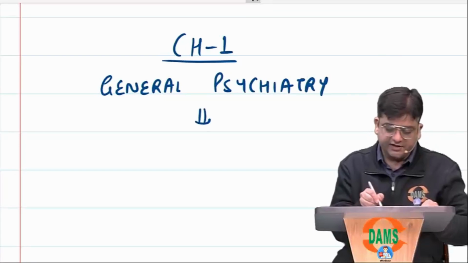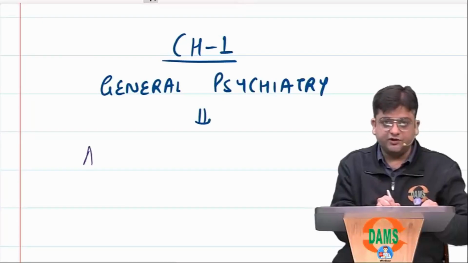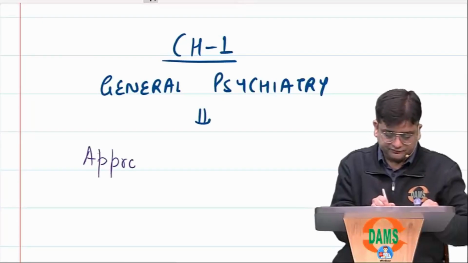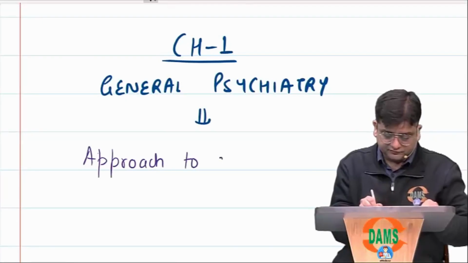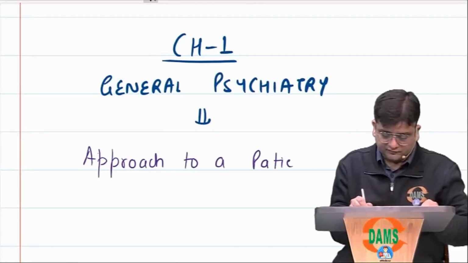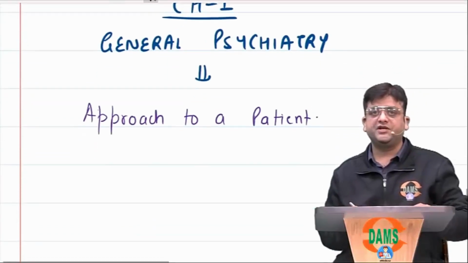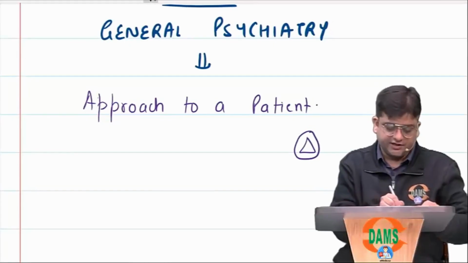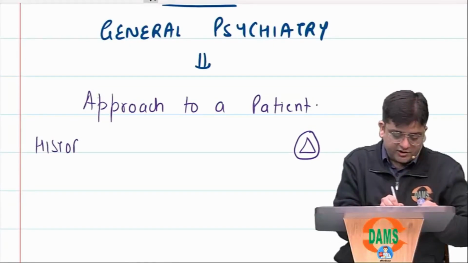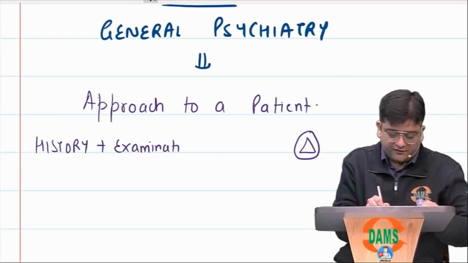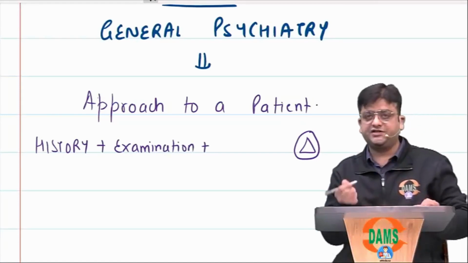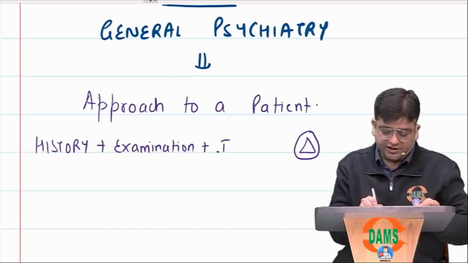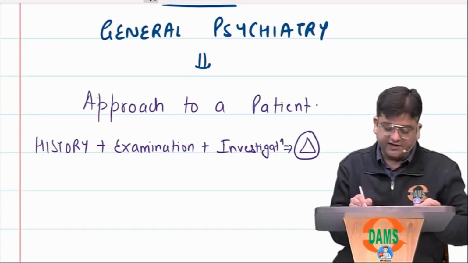General psychiatry. In general psychiatry, we are supposed to discuss approach to a patient. What do you mean by approach to a patient? How to make a psychiatric diagnosis. In medical school, we are taught that in order to make any diagnosis, we are supposed to take history from the patient, do some examination, get some investigation done, and finally arrive at a diagnosis.